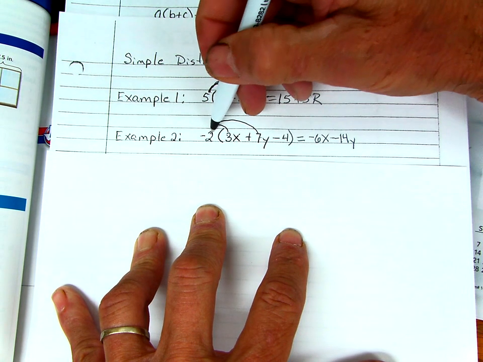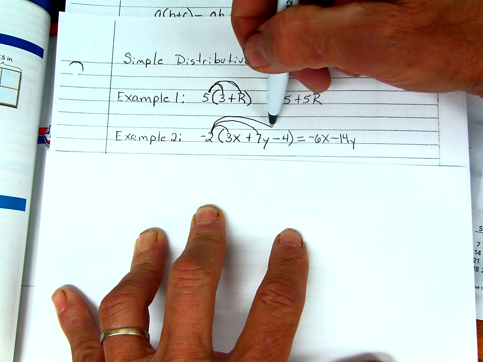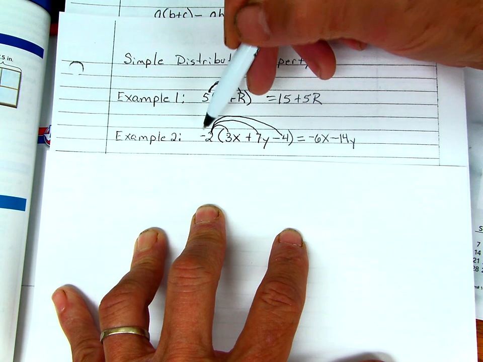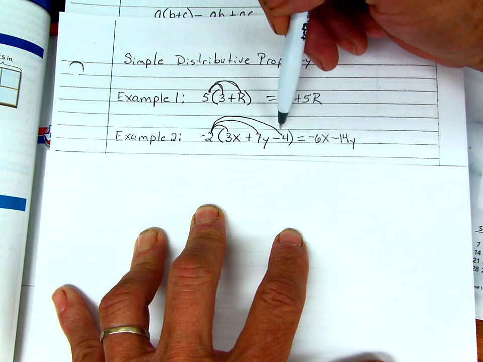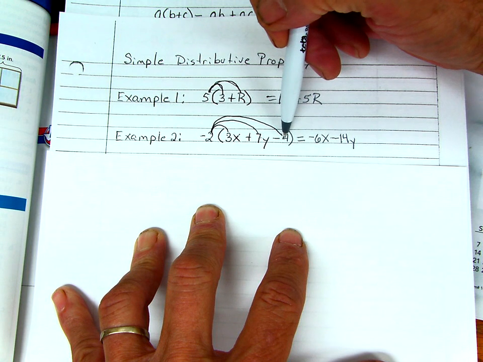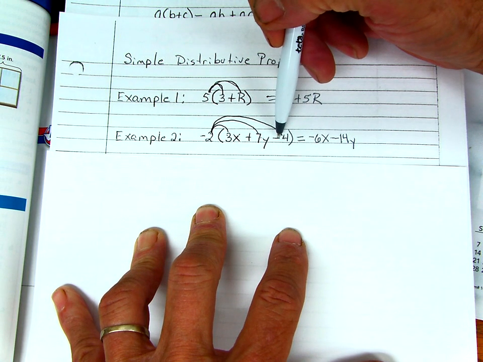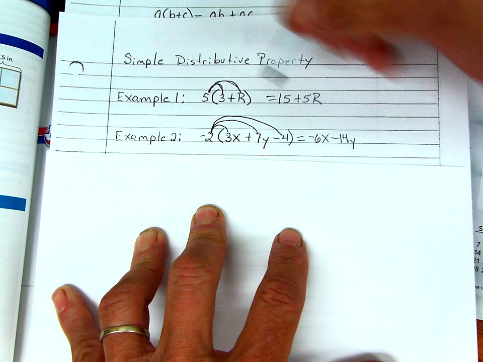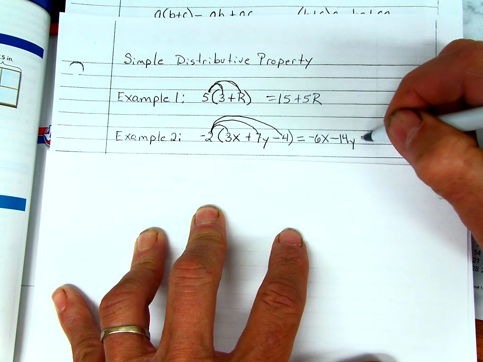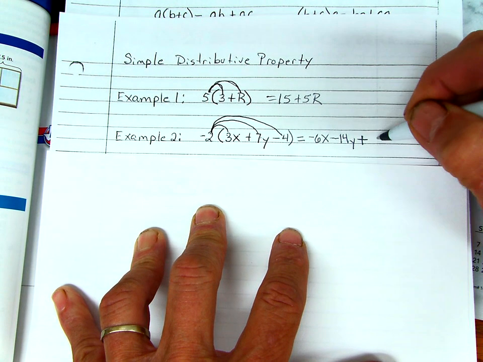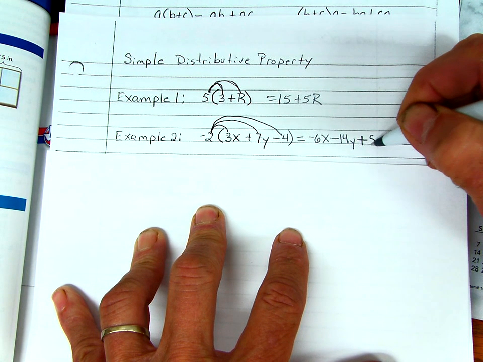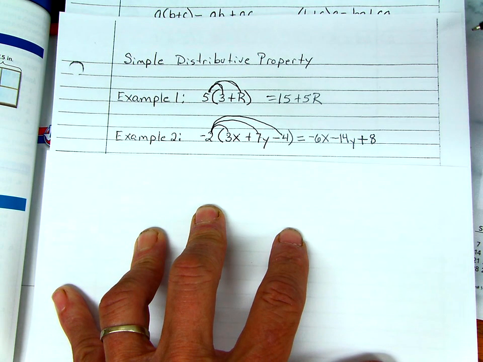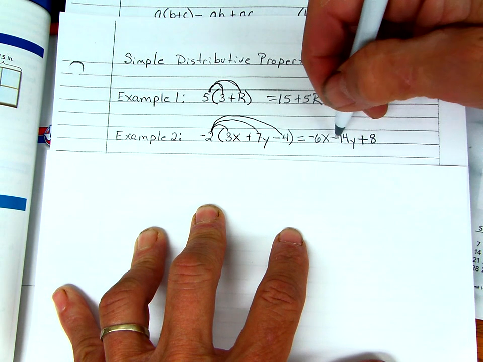Now finally, negative 2 times negative 4. And when you multiply and divide, this minus sign becomes a negative sign. So negative 2 times negative 4. Negative times negative makes a positive. And 2 times 4 is 8. And there we go. That's the final answer.